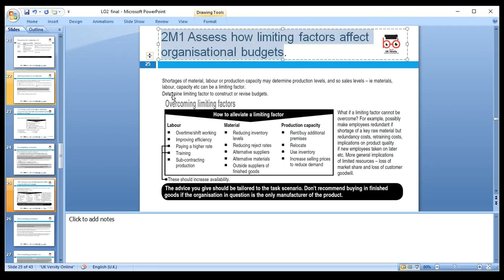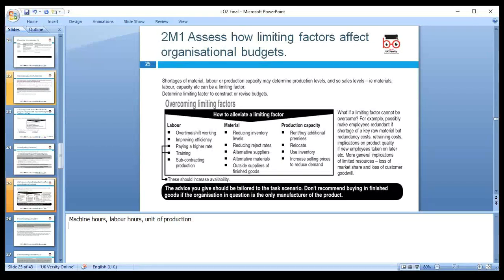Then we have, second, how we can assess the limiting factor. Limiting factors are machine hours, labor hours, and units of production, that is, production capacity. It's called scarcity. We don't have unlimited resources; we have limited resources, and we have to stay within them.